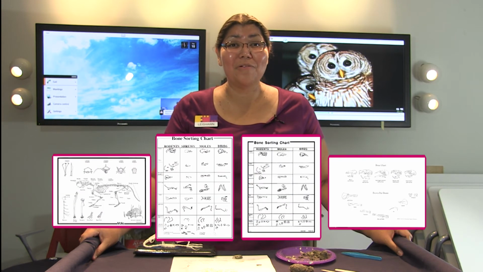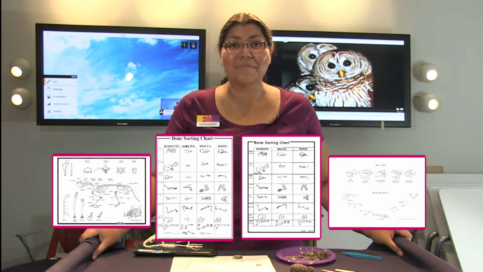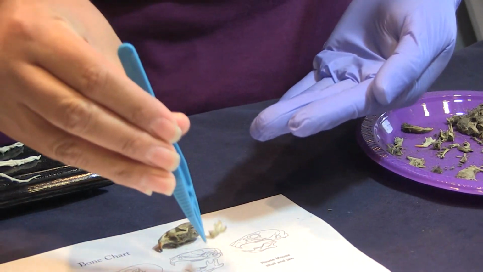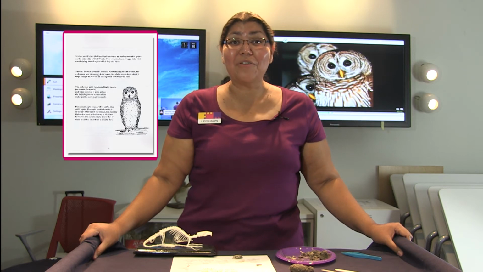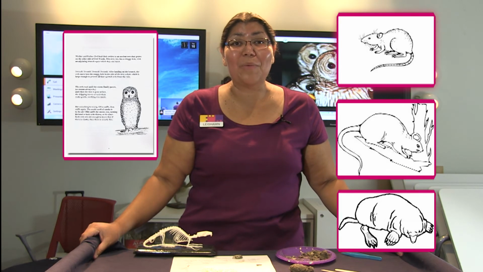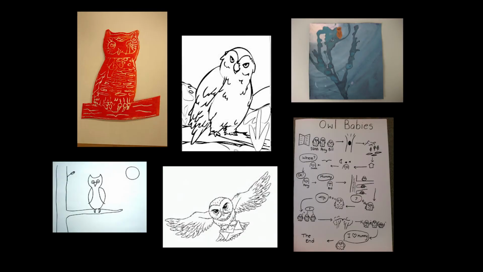Show how you use the bone chart and organize the bones. Start with a skull and construct the skeletons from the bones you found. Write a story or even draw the picture of the animal you found in the owl pellet and the owl that ate it. We would love to see your work.